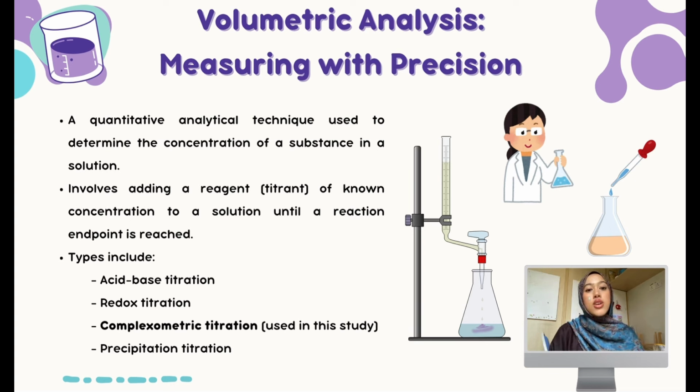Before I dive into the compound we're studying, I'd like to start with a quick explanation of volumetric analysis, which is a key concept in analytical chemistry. Volumetric analysis is a type of quantitative chemical analysis where we determine the amount of a substance by reacting it with a known volume of a reagent. In simple terms, we add a titrant, something we already know the concentration of, until it completely reacts with the analyte, which is the substance we want to measure. The volume of titrant used allows us to calculate the concentration of the analyte. In this study, we're measuring how much zinc PT is in a shampoo sample by using two types of volumetric methods, complexometric and potentiometric titration.